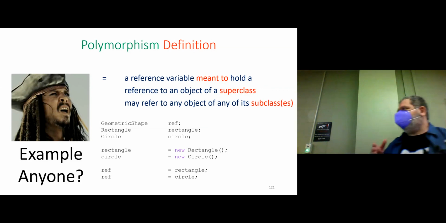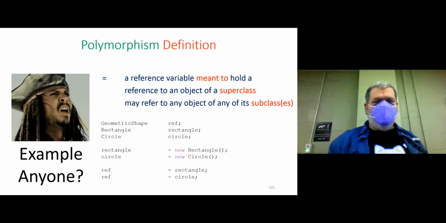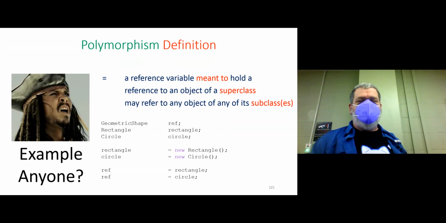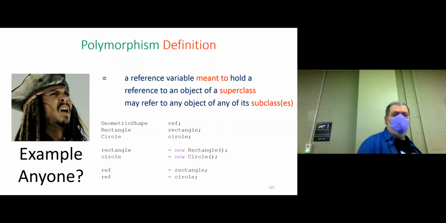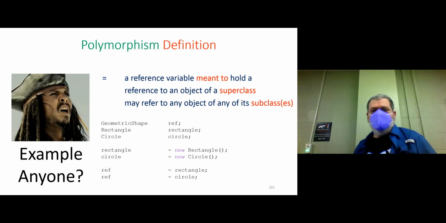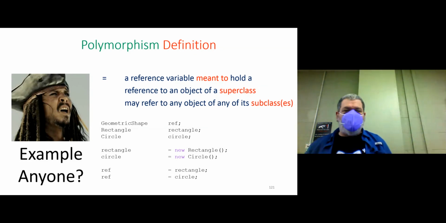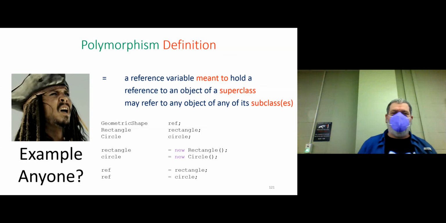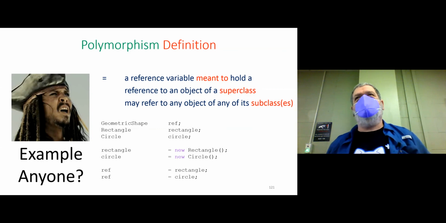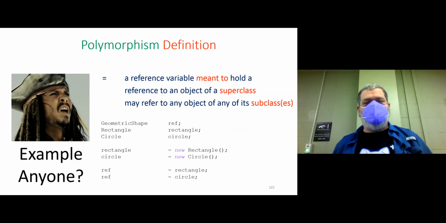All right? Example from the textbook. We have a geometric shape class. It's our superclass. And then we have a subclass rectangle, a subclass circle. So I define 3 reference variables. Ref, that is a reference variable meant to hold the reference to a geometric shape object. Rectangle, which is a reference variable meant to hold the reference to a rectangle object. And circle, which is a ref variable meant to hold the reference to an object of class circle.